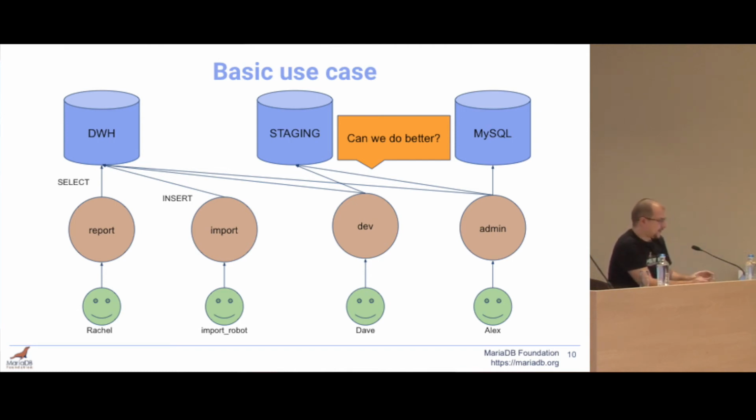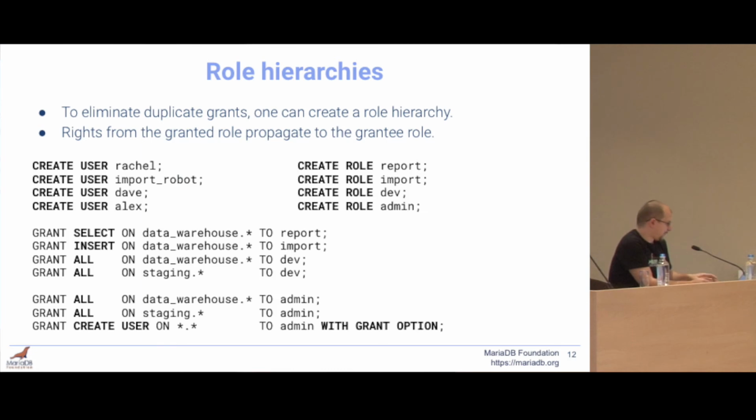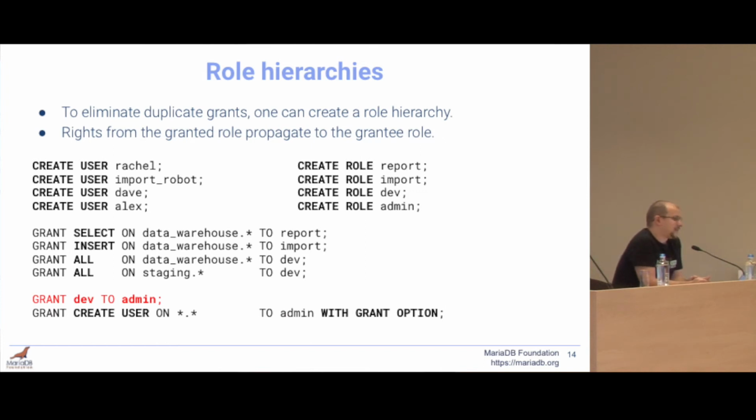And we can do better than this, because, like I've said, we can create role hierarchies. We can eliminate duplicate grants, and we do this because roles propagate privileges. Notice here, I've highlighted in red the duplicate grants for the admin role. We can substitute those by granting development to admin. So now we only have to maintain development for the basic insert, update, delete, drop table privileges, and admin only has to specifically specify create user.